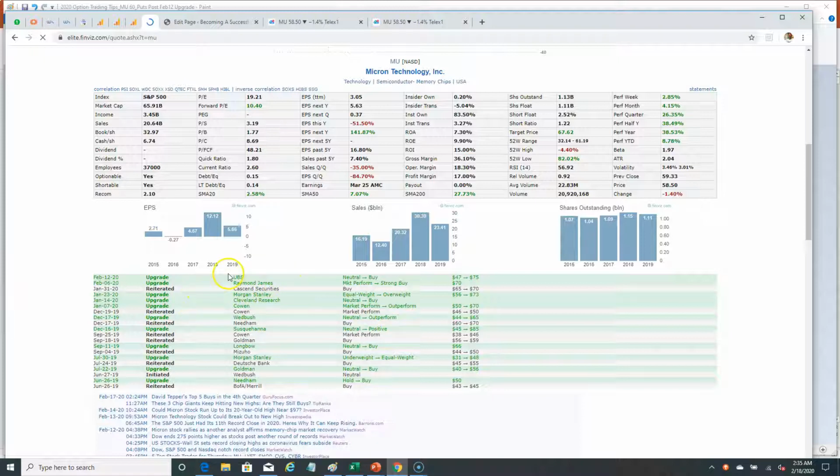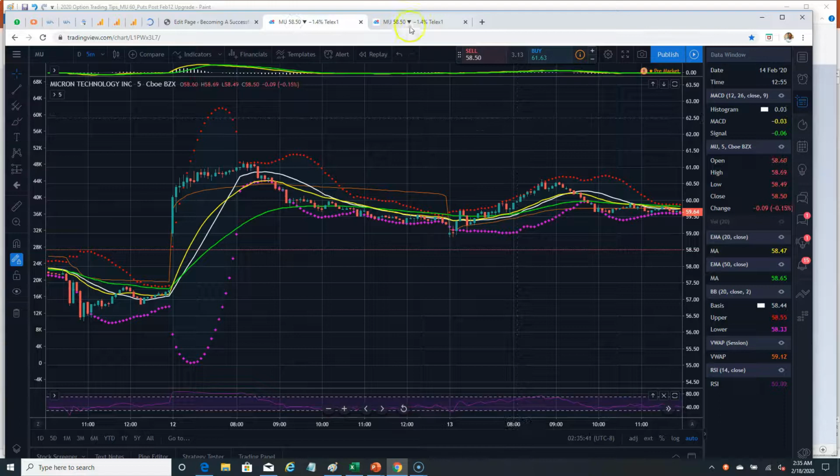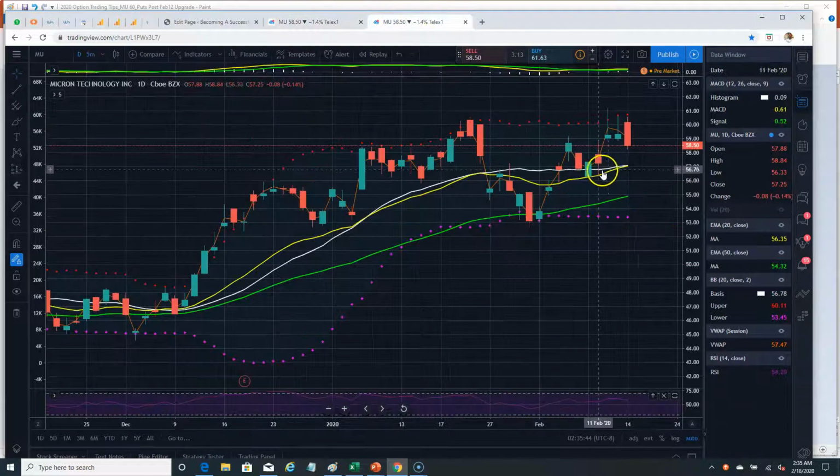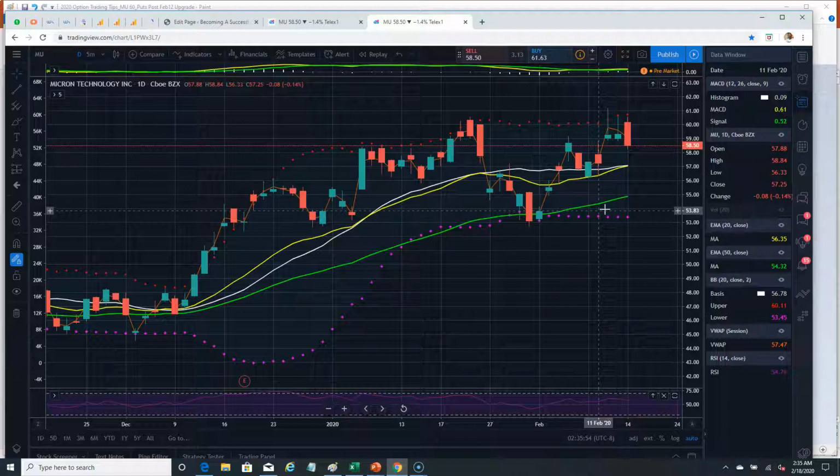So on this day, Micron stock recorded a gap up. That gap up is illustrated here. February 11, it closed at 57.25. It went as low as 56.33. Imagine you're entering calls at 56.33, and the next day you wake up, the open is 59.04. Huge money on a Wednesday, and it traded all the way to 61.19.